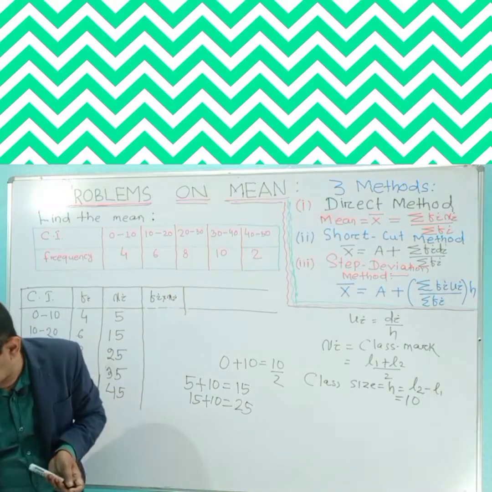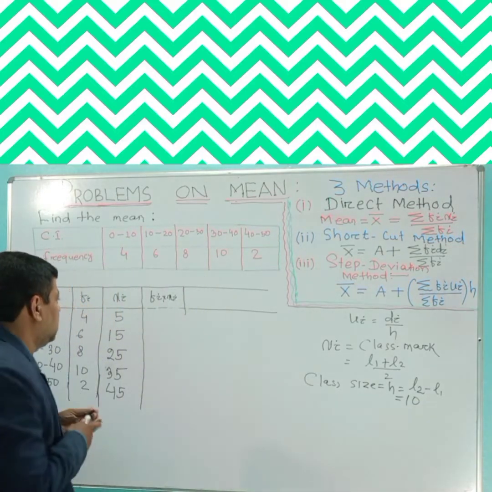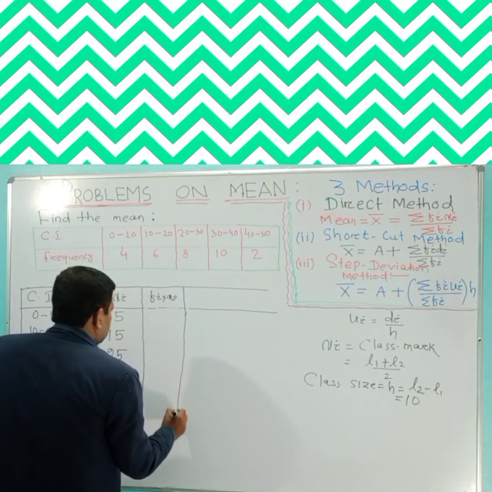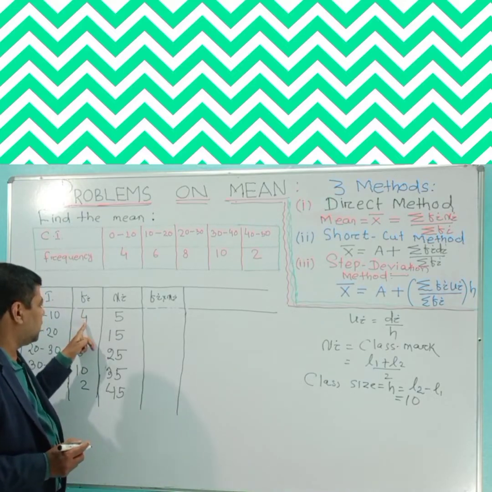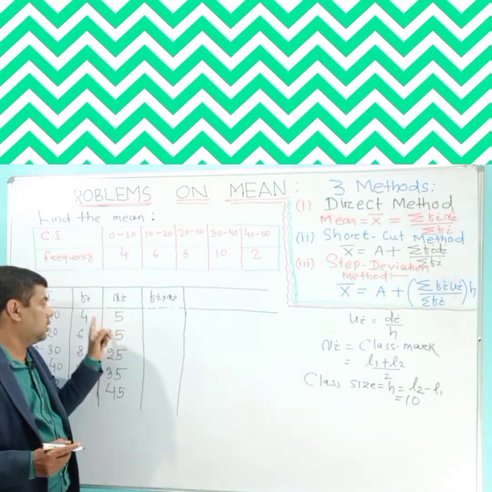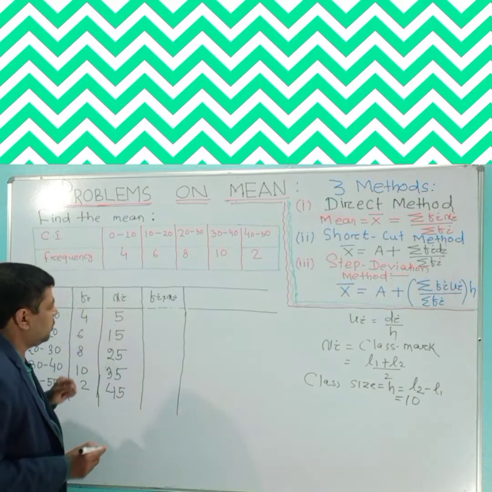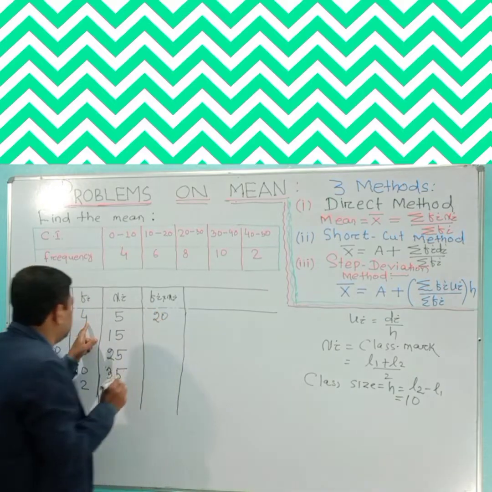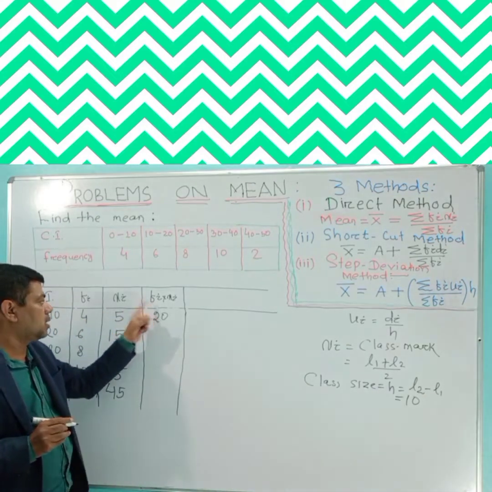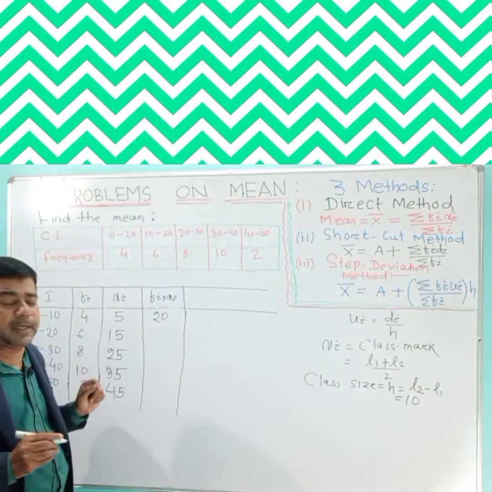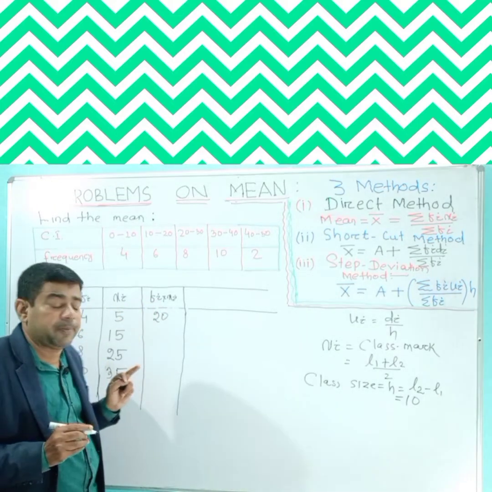Okay, let's see here. fi xi should be the frequency of the first class interval multiplied with the corresponding class mark. 4 into 5, how much? 4 fives are 20, and this is f1 and x1. So 4 into 5 is 20, the product of the frequency with the corresponding class mark. Is it clear how to find the product fi xi?